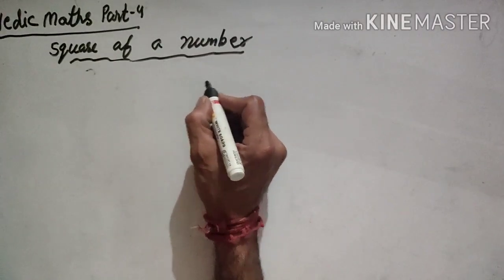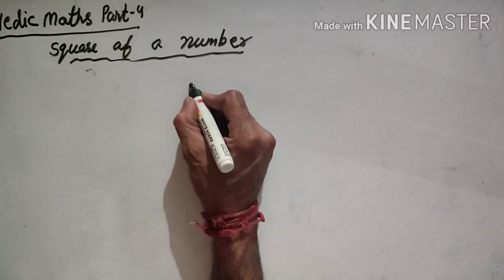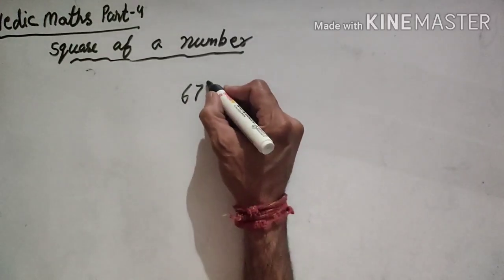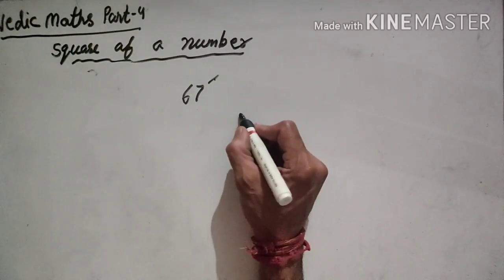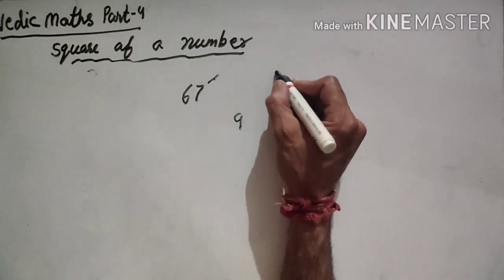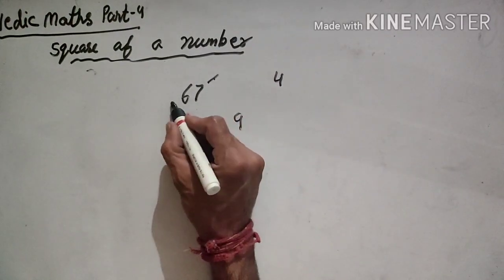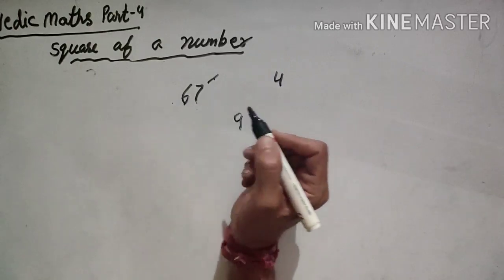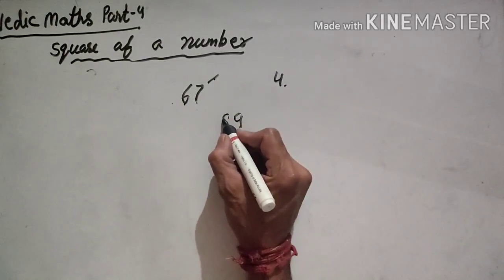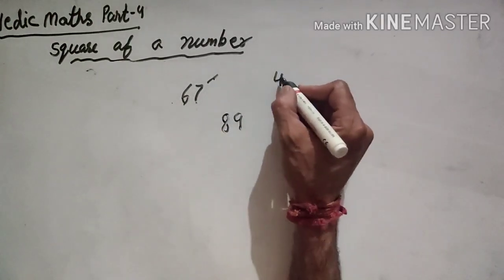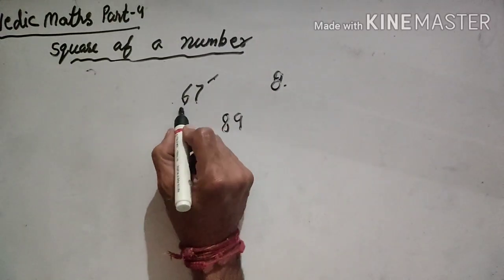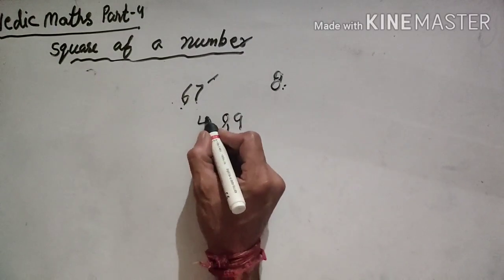Again one more example, square of 67. Now 7 square is 49, 9 and 4 carry. Now 2 into 6, 12, 12 7s are 84, 84 plus 4, 88, 8 and 8 carry. Now 6 square is 36, 36 plus 8 is 44.